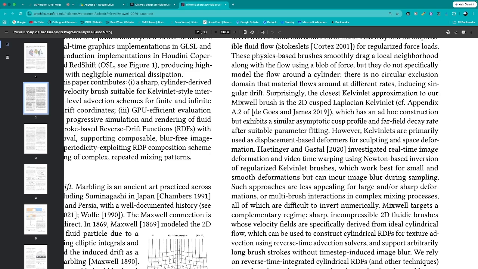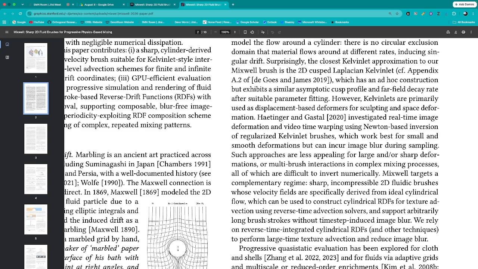Mixwell targets a complementary regime. That is, sharp, incompressible two-dimensional fluidic brushes whose velocity fields are specifically derived from ideal cylindrical flow, which can then be used to construct cylindrical RDFs, which we defined earlier, for texture advection using reverse time advection solvers, and support arbitrarily long brush strokes without time step-induced image blur. We rely on reverse time integration, cylindrical RDFs, and other techniques to perform large time texture advection and reduce image blur.